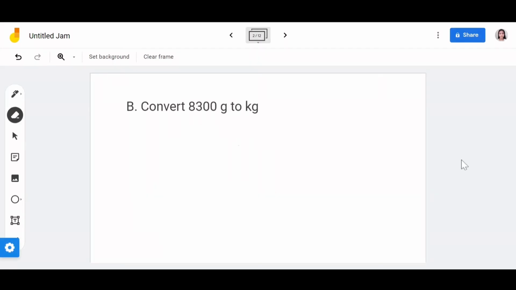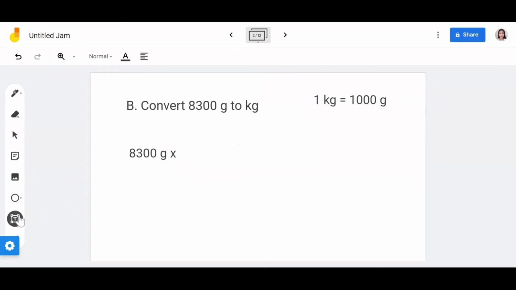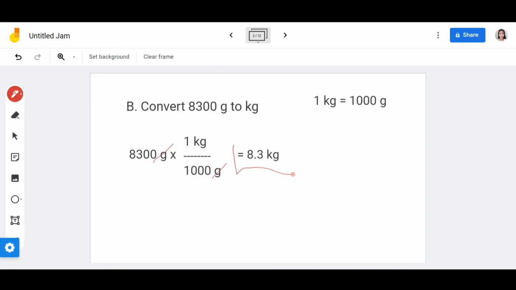And the second problem is convert 8,300 grams to kilograms. So this will be for the SI unit. Rewrite 8,300 grams below, and remember that 1 kilogram is equal to 1,000 grams. So let's multiply it to our given number. So 8,300 grams times 1 kilogram over 1,000 grams is equal to 8.3 kilograms. And remember to always cancel the unit.